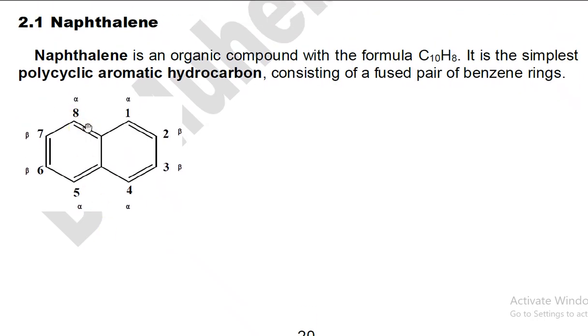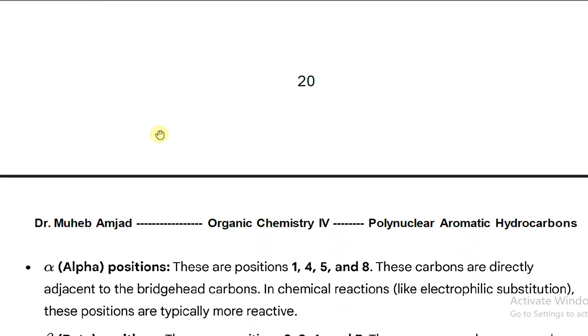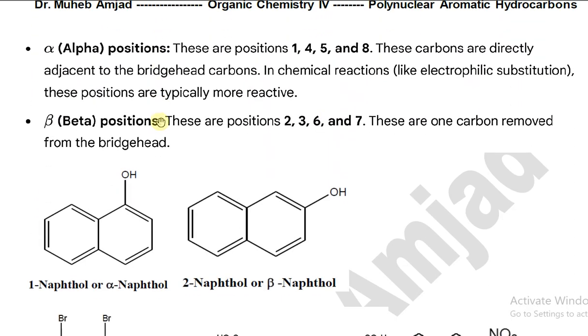When we put numbers, we start from this carbon: 1, 2, 3, 4, 5, 6, 7, 8, 9, 10. This is 9 and this will be 10. The carbon atoms shared between the two cycles take the last numbers. So this is 1 alpha, 2 beta, 3 also beta, and 4 alpha. That means we have 4 alpha positions and 4 beta positions here.